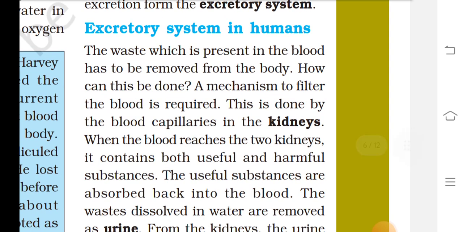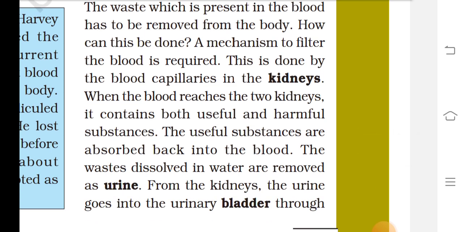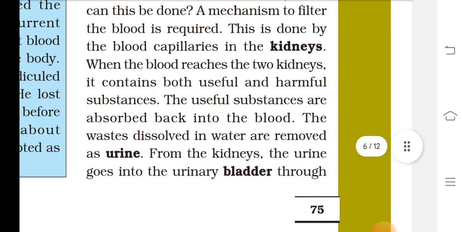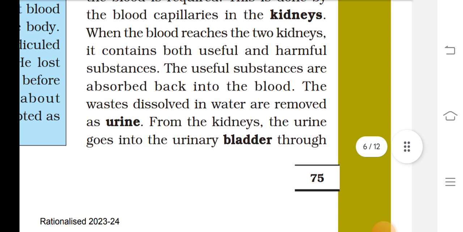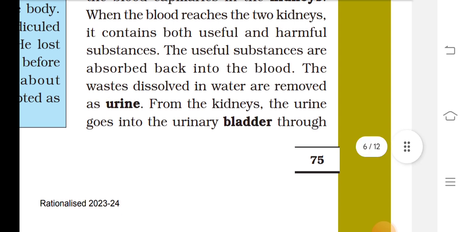Excretory system in humans. The waste which is present in the blood has to be removed from the body. How can this be done? A mechanism to filter the blood is required. This is done by the blood capillaries in the kidney. When the blood reaches the two kidneys, it contains both useful and harmful substances.